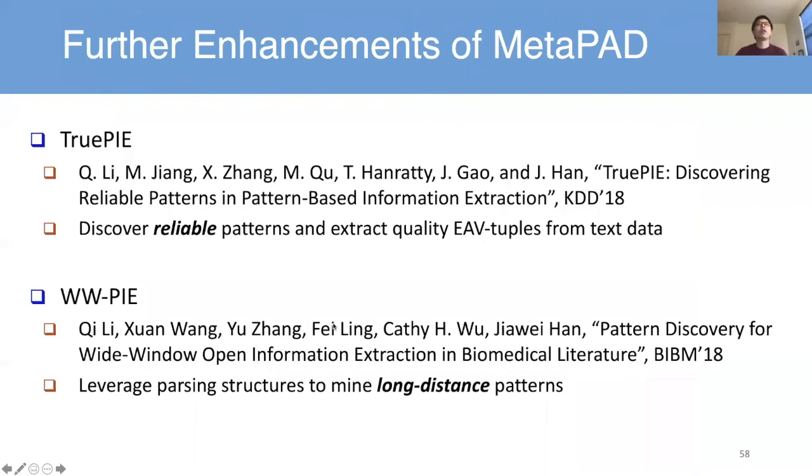There are some further enhancements of the MetaPAD. We won't elaborate on them in detail, but if you are interested, you can read both TruePIE and the WW paper. They are mainly working on how we can find reliable patterns and improve the quality of the instances we can extract, and also how we can leverage the parsing structure to mine those long-distance relationships which are not adjacent to each other in sentences.